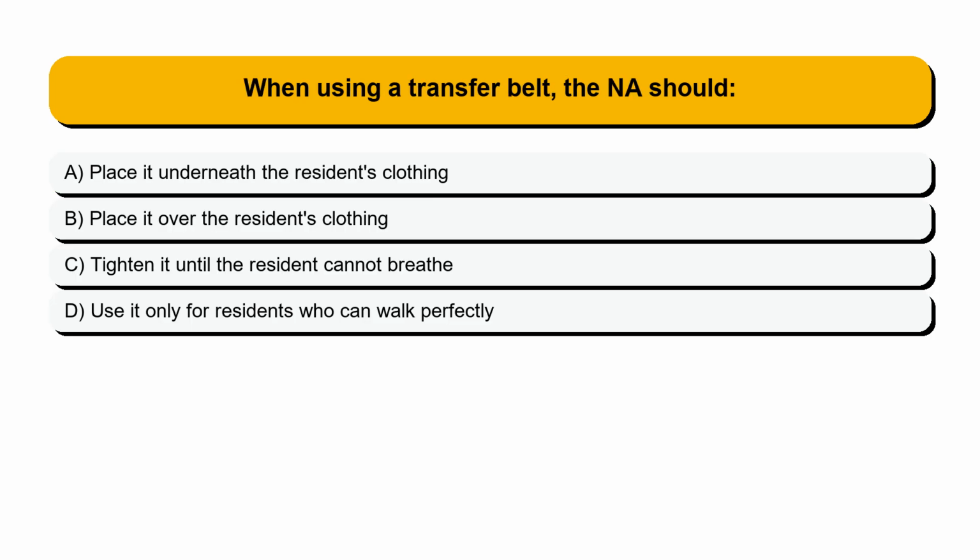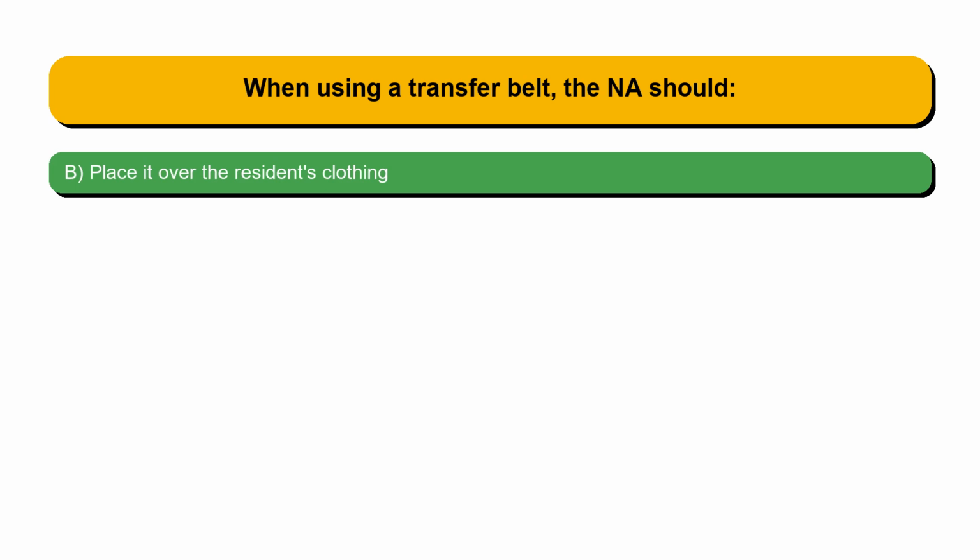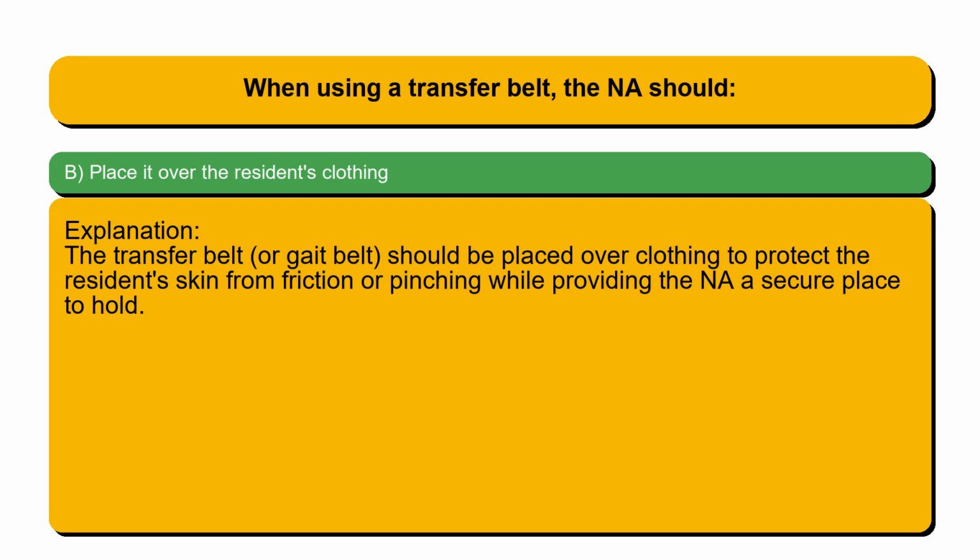Question 36. When using a transfer belt, the NA should: option A, place it underneath the resident's clothing. Option B, place it over the resident's clothing. Option C, tighten it until the resident cannot breathe. Option D, use it only for residents who can walk perfectly. The correct answer is option B, place it over the resident's clothing. The transfer belt, or gait belt, should be placed over clothing to protect the resident's skin from friction or pinching while providing the NA a secure place to hold.